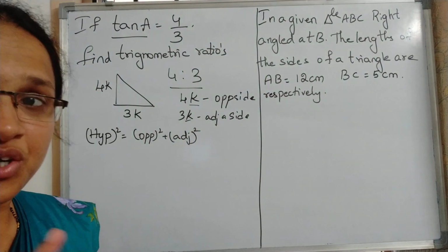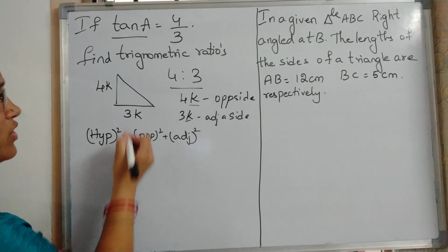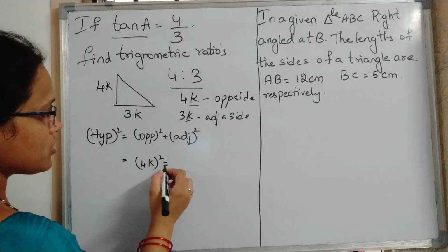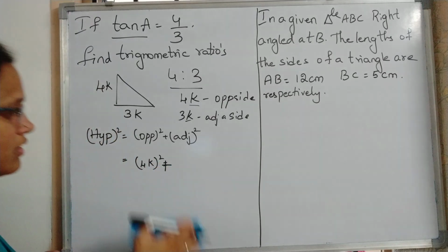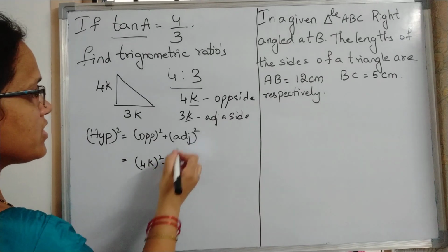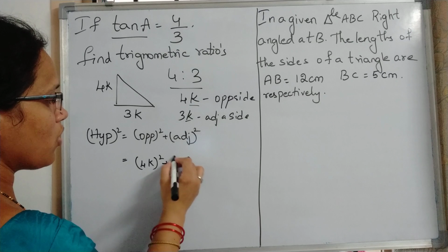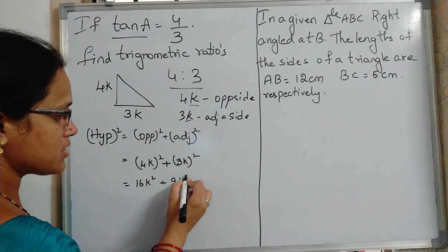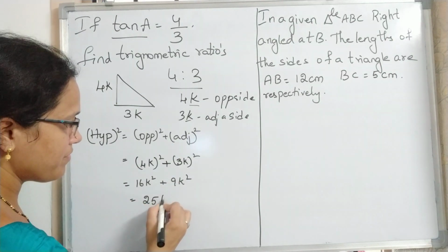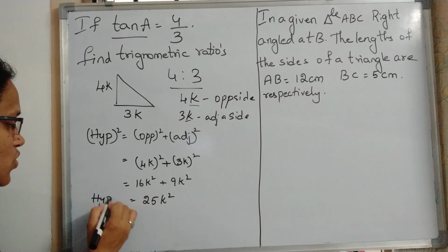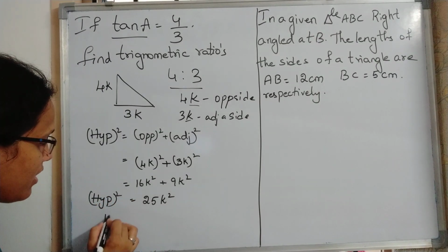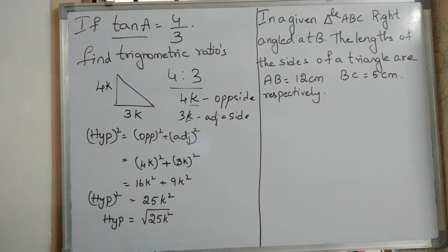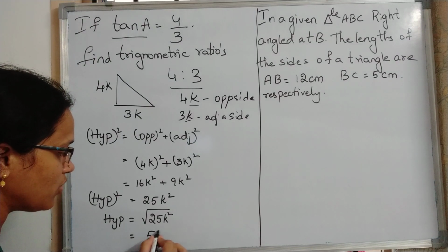Is that clear, children? Did you understand it? Yes. Now we don't know the hypotenuse, so hypotenuse square is equals to opposite square, 4k whole square, plus what is the adjacent here, children? 3k whole square. So 16k square plus 9k square is equals to 25k square, where hypotenuse square is 25k square and hypotenuse is equals to square root of 25k square. Is that clear? Now hypotenuse will be equal to 5k.